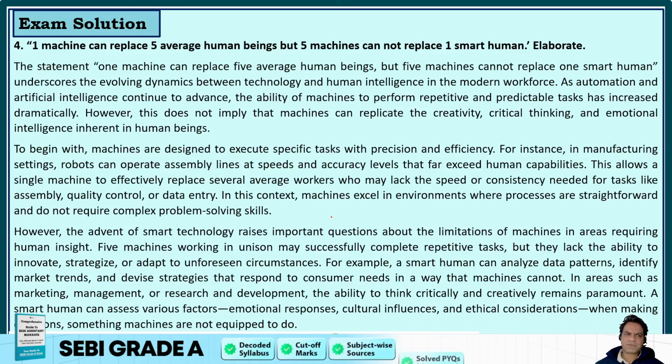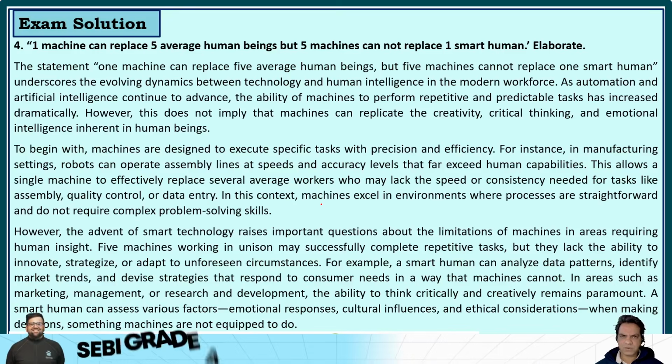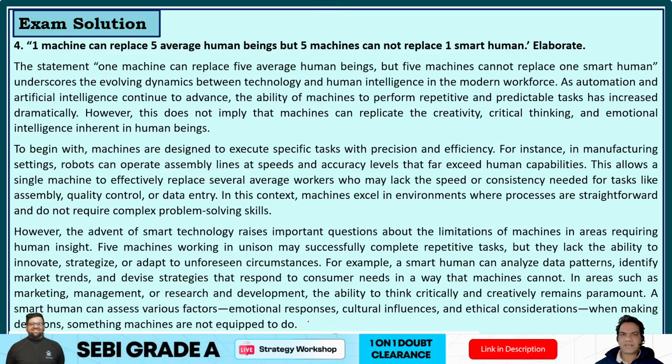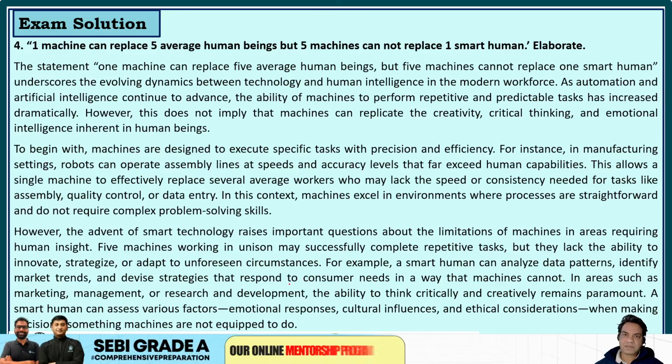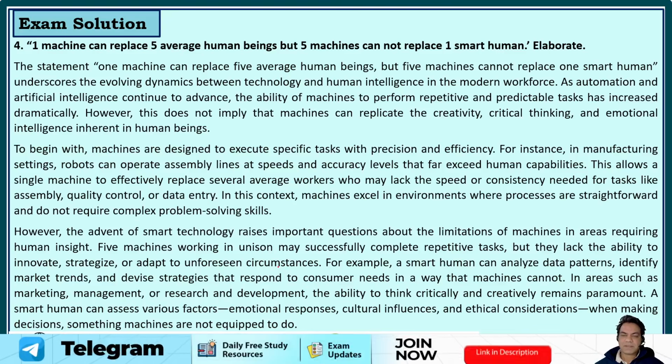And the fourth topic, one machine can replace 5 average human beings, but 5 machines cannot replace one smart human being. You can essentially drive this essay in any way you want, but the point is that human beings are replaceable, machines are replacing. There will be unemployment because of AI and technology in the future, but that does not mean that we have to sit idle. We are smart and we can evolve and we can make things function around us. So that could have been presented here.